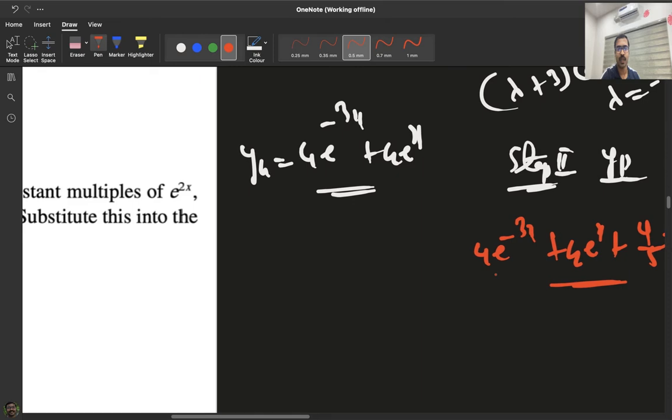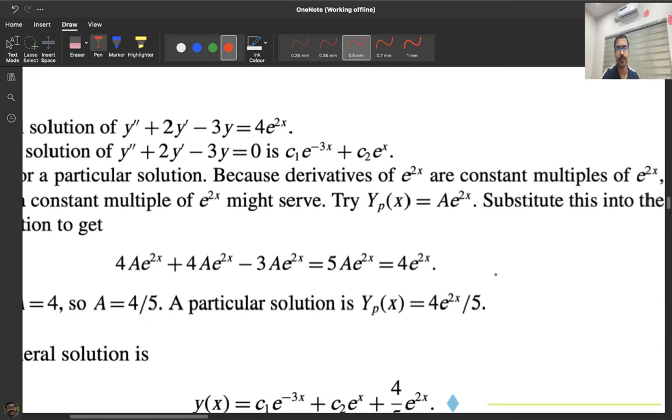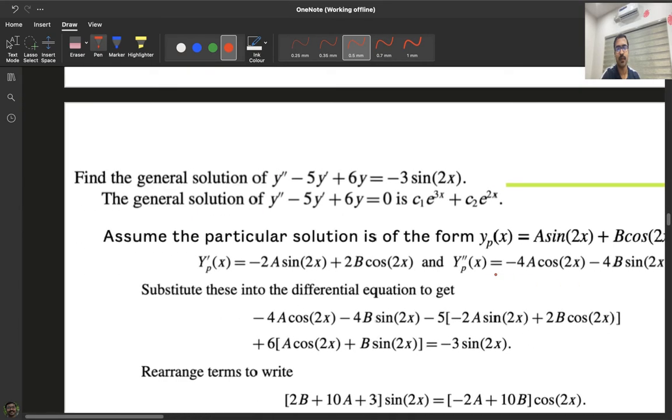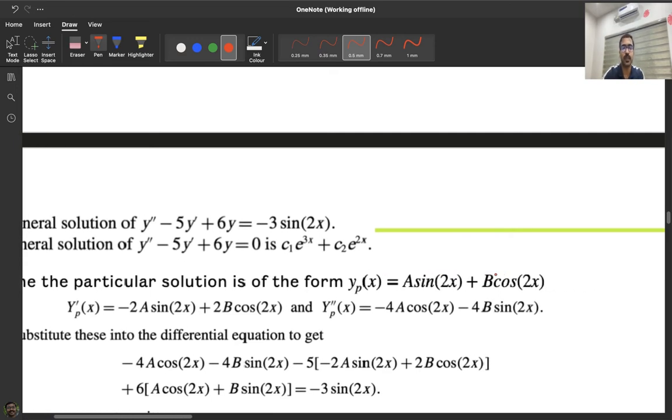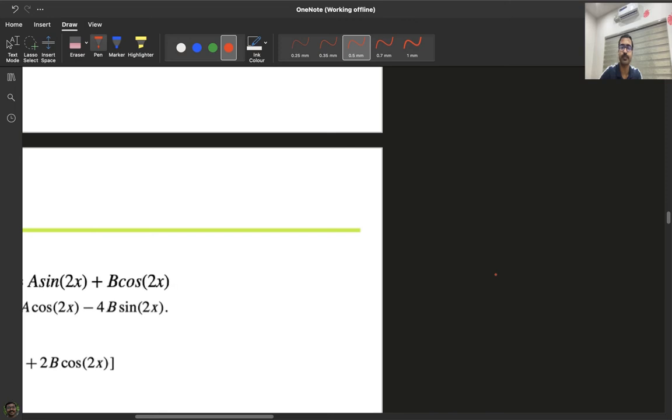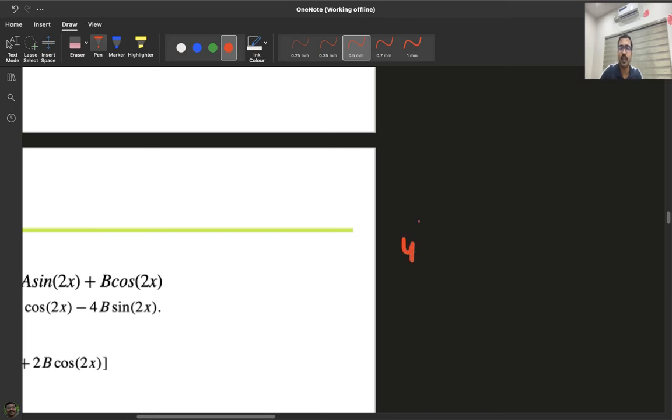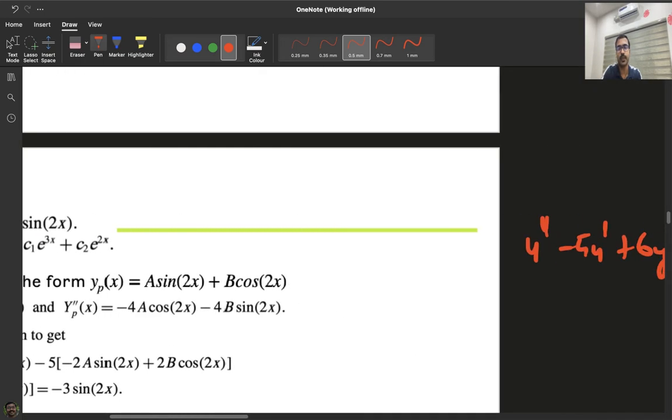So we'll do one more problem to understand it better. Let us try one more problem here. Look at this question: find the solution of y double dash minus 5y dash plus 6y is equal to minus 3 sin 2x. Let us write it down: y double dash minus 5y dash plus 6y is equal to minus 3 sin 2x.